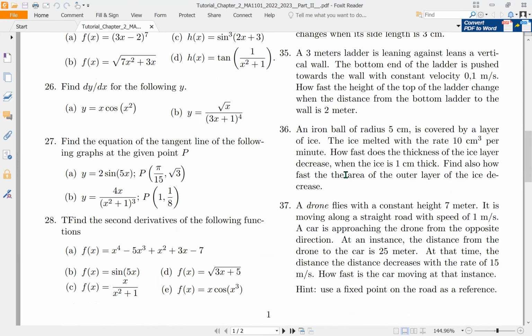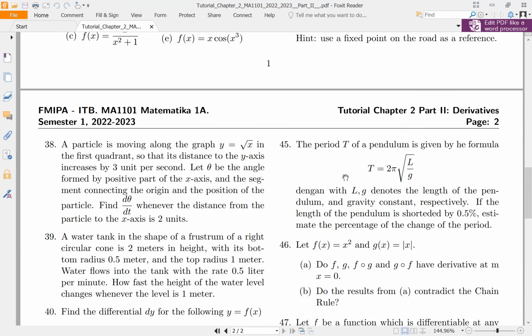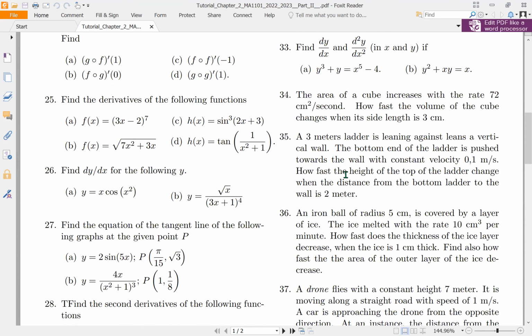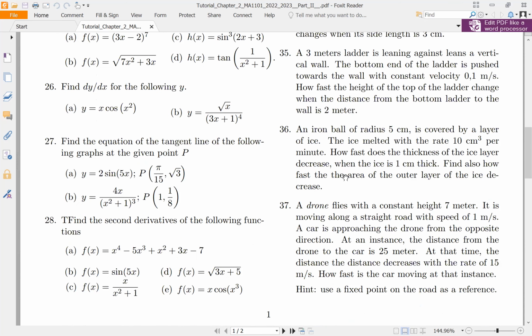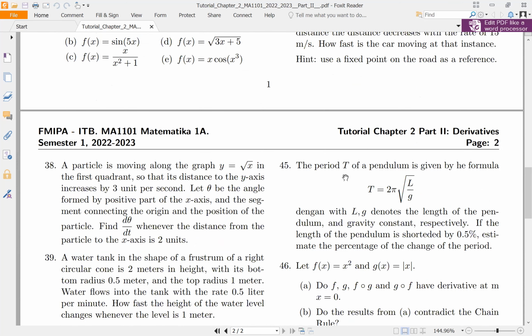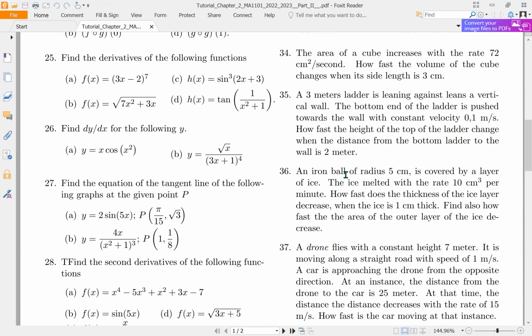From number 34, 35, 36, 37, 38, and 39, we consider 34 and 35, I believe. So now let us choose one of the problems in 36, 37, 38, or 39. Okay, so let us consider number 36.